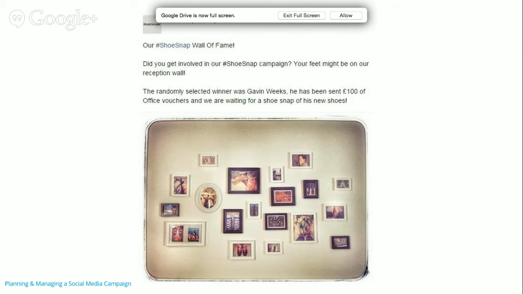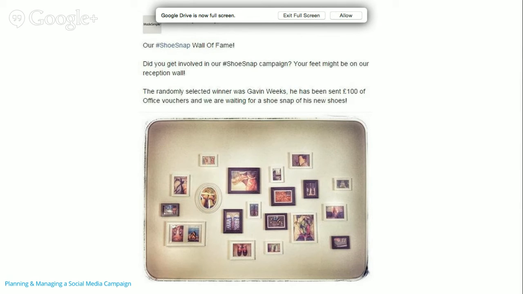Here you can see our shoe snaps. Now, remember when I was telling you about our rebrand and the values that were important to us, one of the values and the whole reason we ran the shoe snap campaign was about putting ourselves in our customers' shoes. You can see here, this is a wall, and this is a post on our Facebook page, but you can see that actually the picture is of the wall in our reception. So when people come into our reception, they actually see this wall of photographs full of shoes.